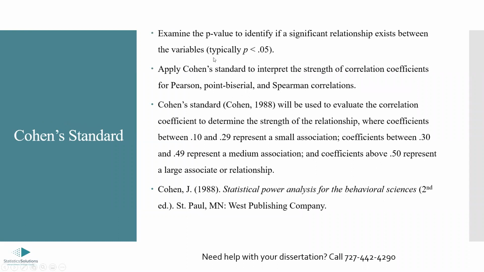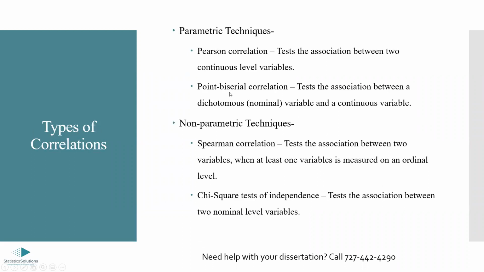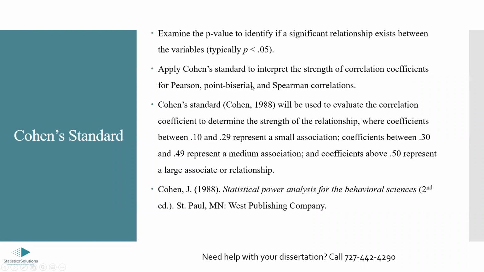Okay, so when you examine the first three types here, Pearson, Point-Biserial, and Spearman, this is the process you want to follow. So you want to examine the p-value to tell you if you have a significant relationship between the variables of interest. And typically in the social sciences, we use a p-value below 0.05 to indicate that you have a significant relationship. And you want to apply Cohen's standard to interpret the strength of your correlation coefficients.